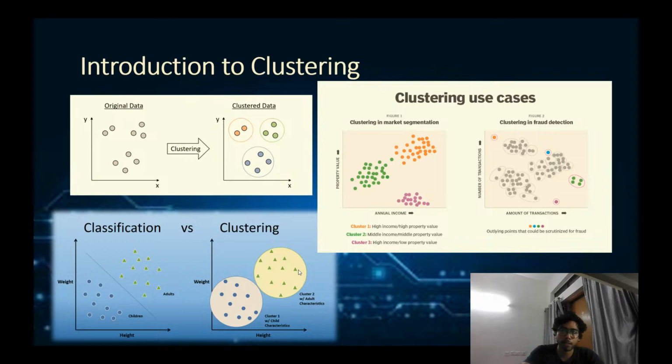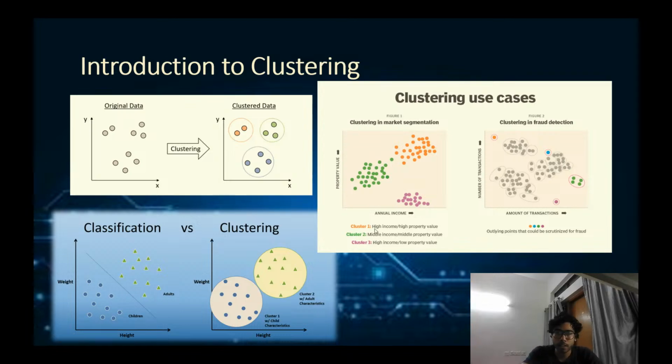So for example, on this side, as I was saying, this is the annual income and this is the property value. Based on these three clusters that you have made out of all these people, let's say you are selling some product. Let's say you want to sell a house to someone. What will be the target segment of your population? Which people should you target?